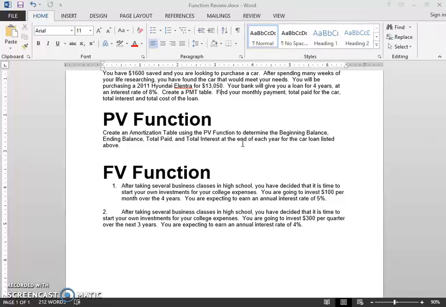This is similar to looking at an investment. So over a number of years, if I invest X amount of dollars, what is it going to be worth? So now, reading the problem, we're going to look at two different versions of the future value function.